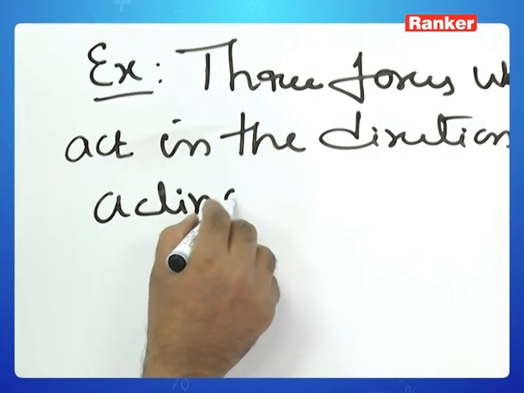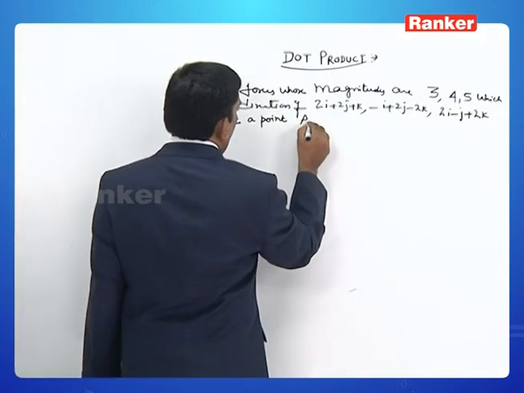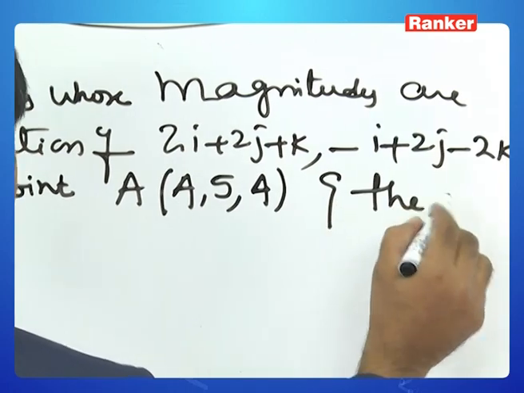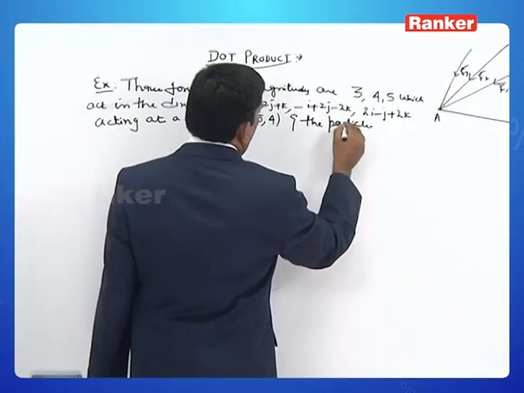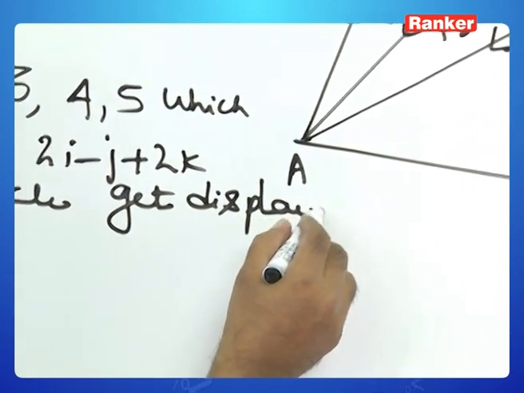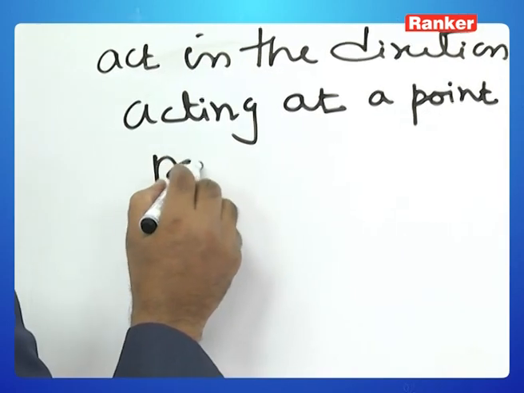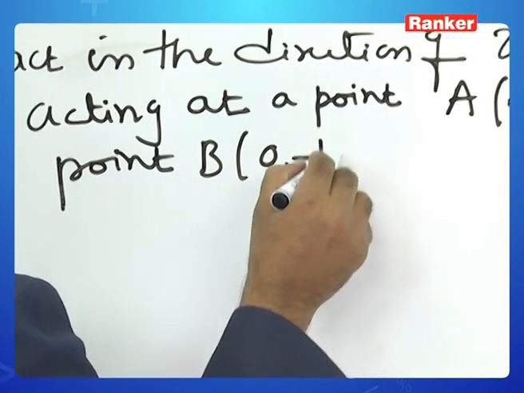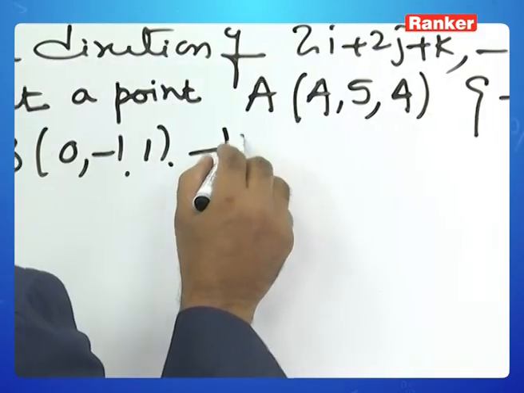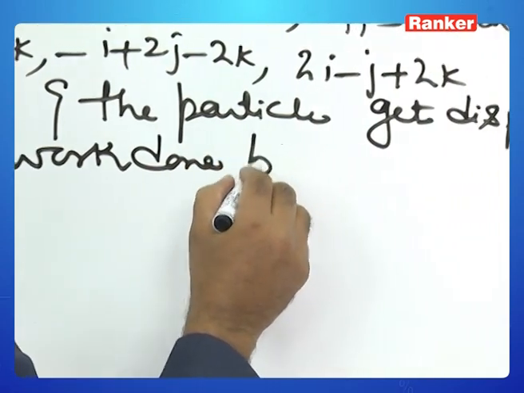Acting at a point A of (4, 5, 4), and the particle displaces to the point B of (0, -1, 1). Then the work done by the forces.